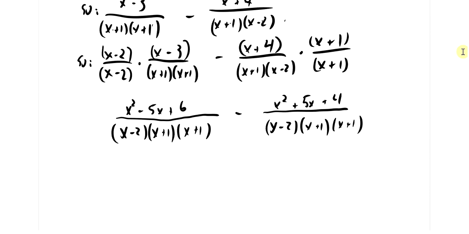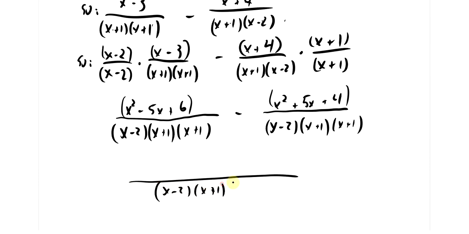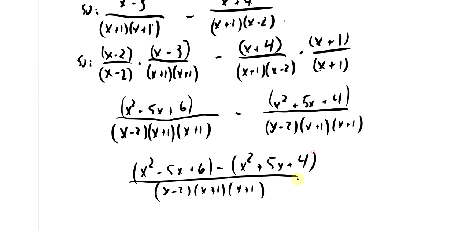Now we need to combine them. We've got the same denominator, but we have a subtraction. And so let's put some parentheses around the top. When we have a subtraction, we get the same denominator. So that's going to be my x minus 2, x plus 1, x plus 1. And then we have x squared minus 5x plus 6 minus the whole numerator over here, x squared plus 5x plus 4. So that minus sign has to distribute to each one of these things.